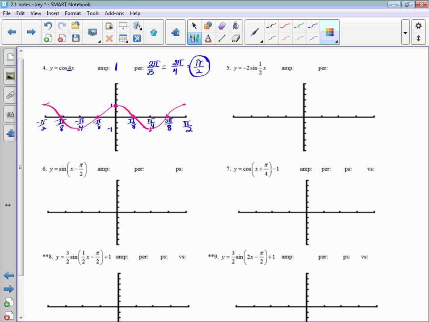Do you guys see why labeling the x-axis is really important now? Okay, so the period change totally changes it, all right? Do you guys want to try number 5, or should we do it together? Together? Okay.